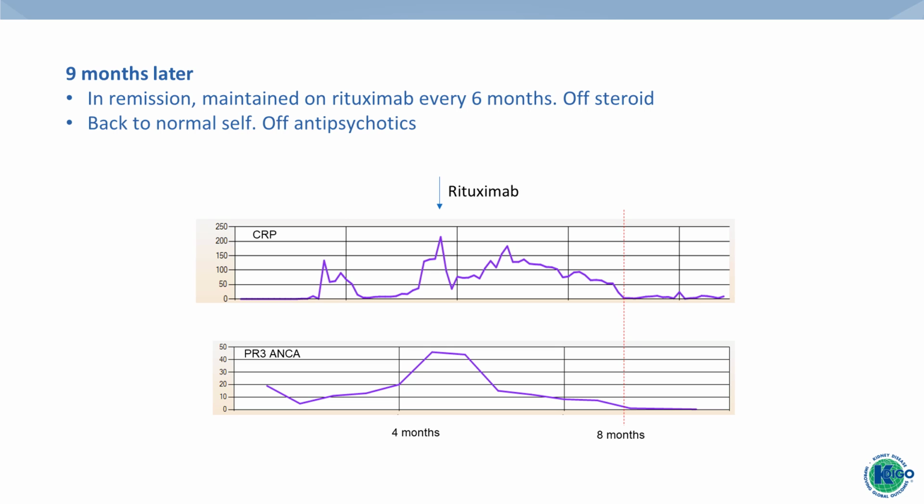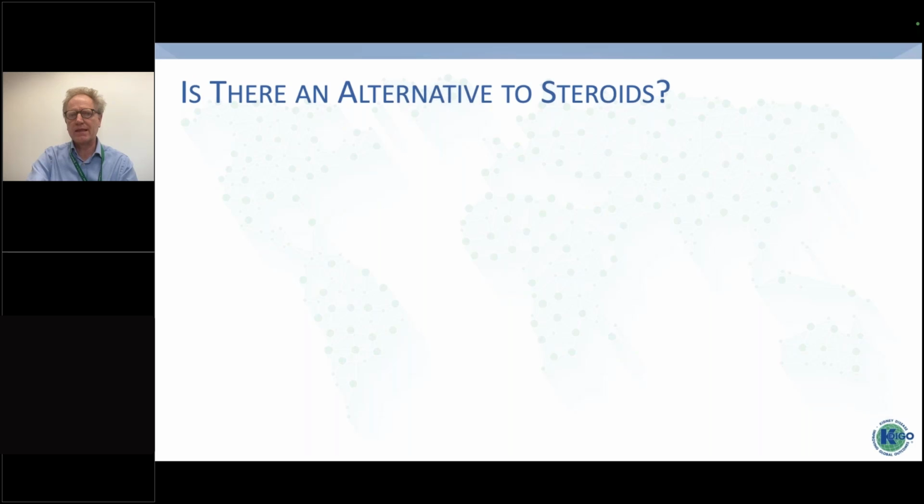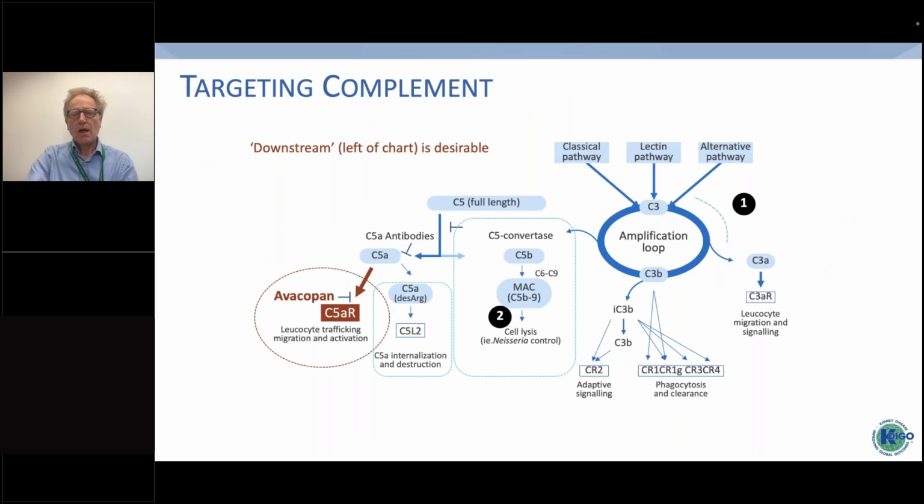However, the case highlights one of the more severe problems that we see with steroids. And it introduces the question of, do we have an alternative to steroids? So Silke, in her introduction, mentioned a role of complement in neutrophil attraction, neutrophil priming as part of the pathogenesis of ANCA-associated vasculitis.